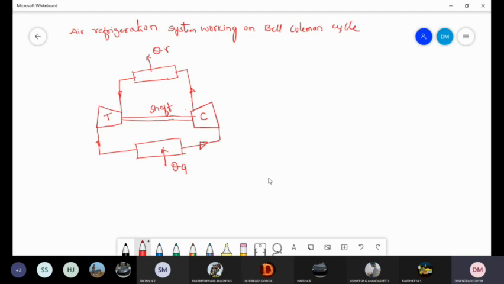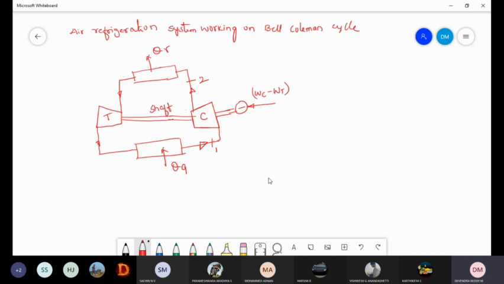I'll write the marking part. You tell me what is this. What is 1 to 2? Adiabatic compression, yes, correct.